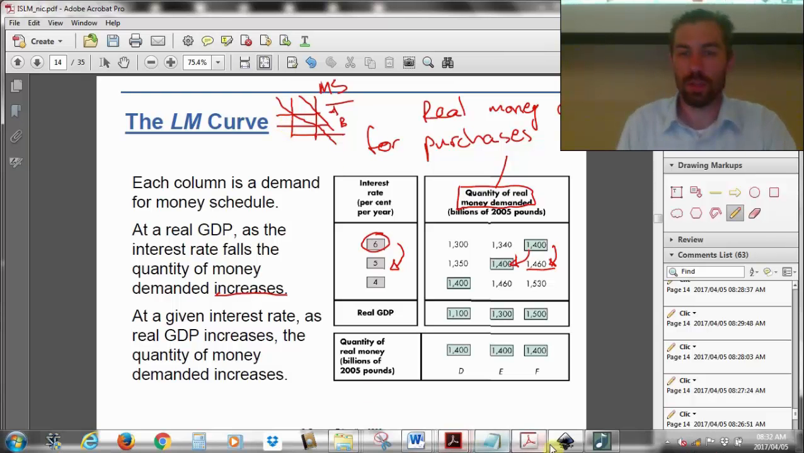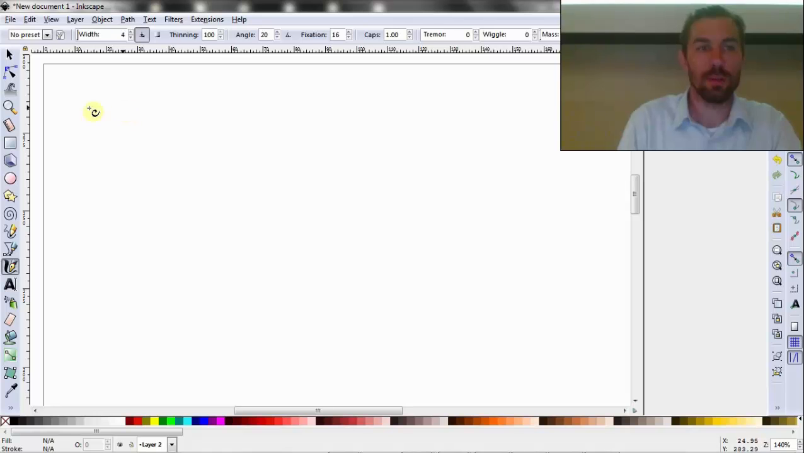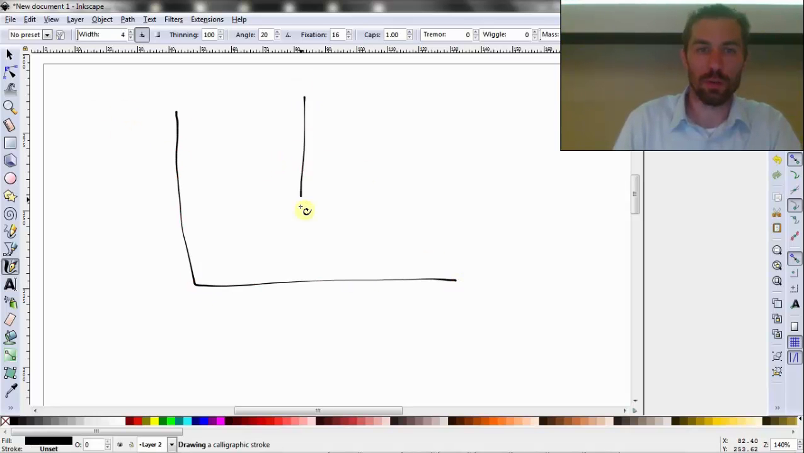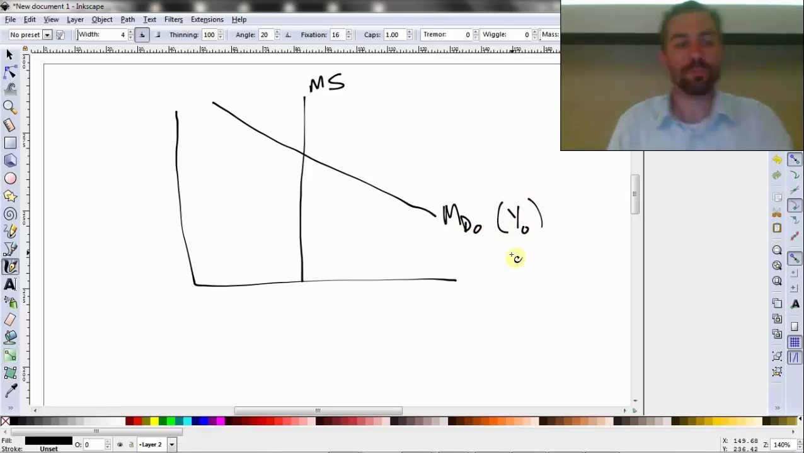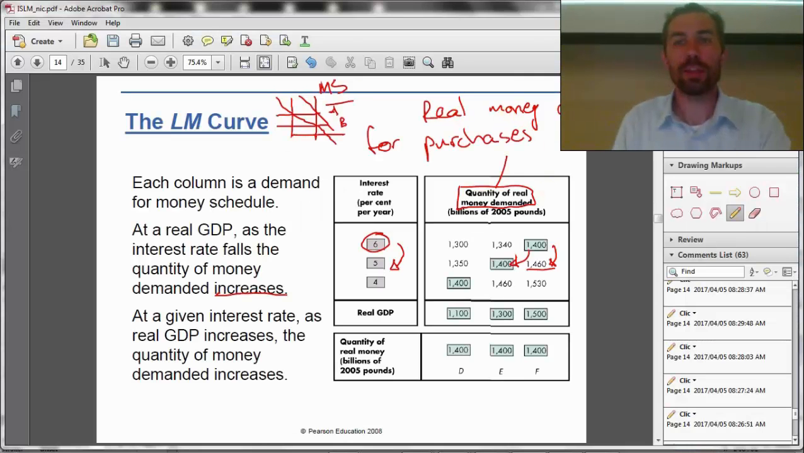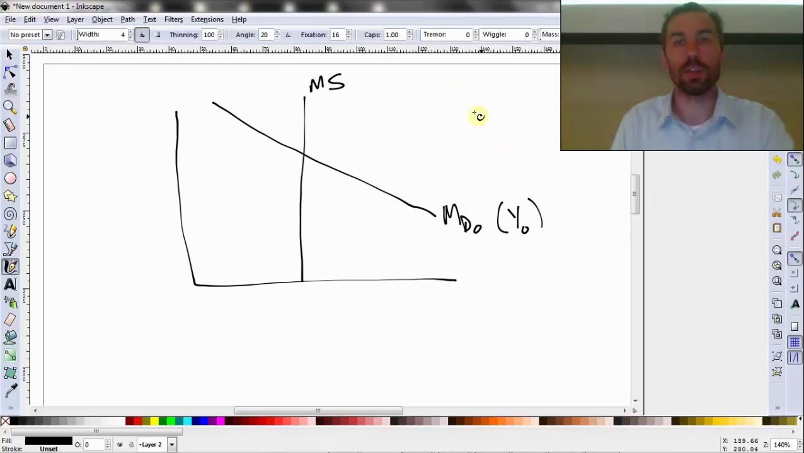Let me draw this in a bigger diagram because I'm giving you a lot of information and just not drawing it. Okay, so if we've got a money supply, we've got some level of money demand, MD0. Money demand is linked to real money demanded for purchases, right? In other words, real money, we use it for some level of output. That's what we need money demand for, buying stuff.